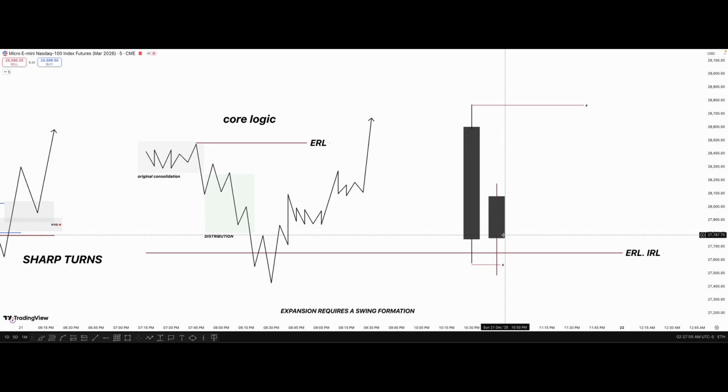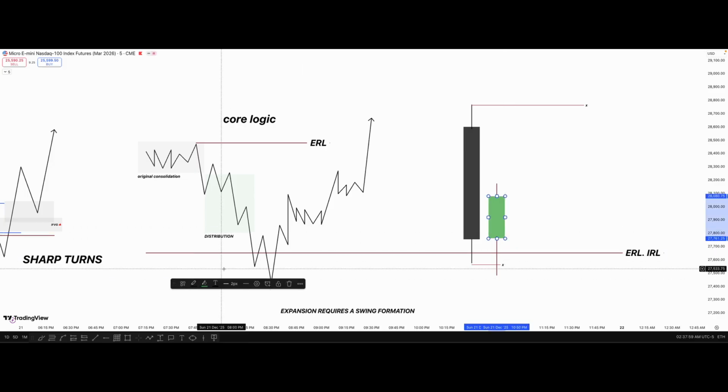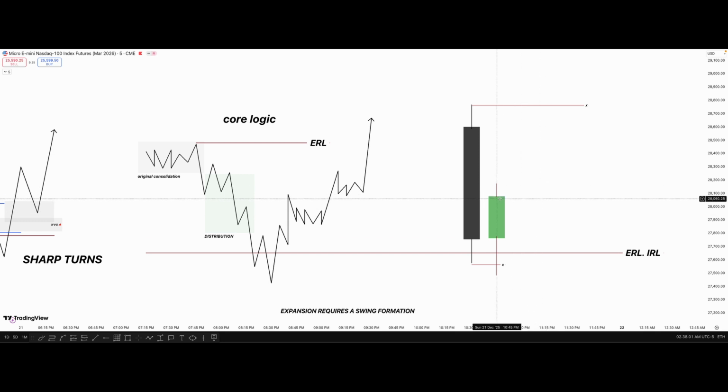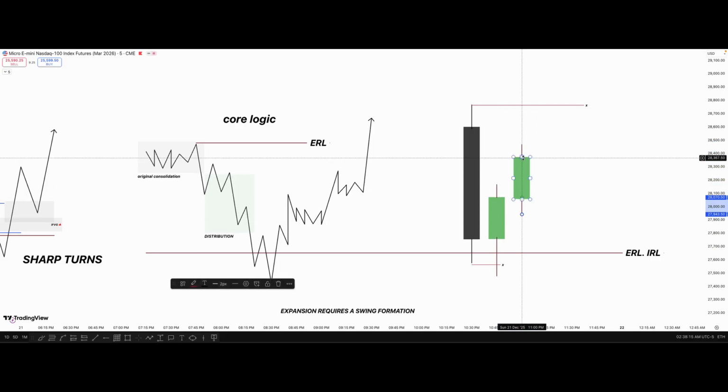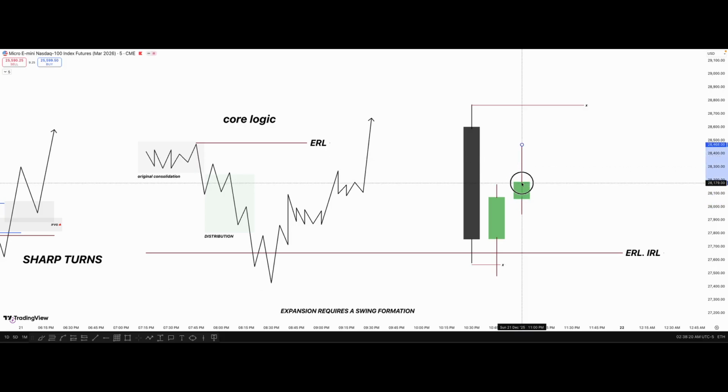And then what is the next move here? The next move will be a consolidation level where the price will not actually move much, but it will just consolidate. The price will do something like this. And then your final distribution happens.